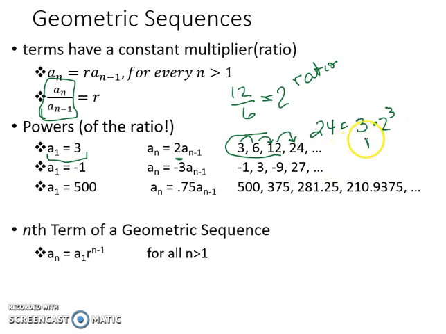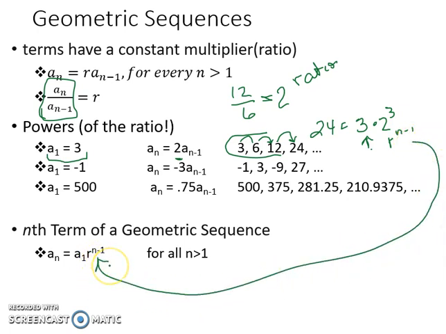So our first term was 3. Our second term is our ratio to the n minus 1. In fact, that is how we find our general form. If we want to find any nth term, we just take our ratio to the n minus 1 power and times it by our first term. And we can do that with any of these other examples.